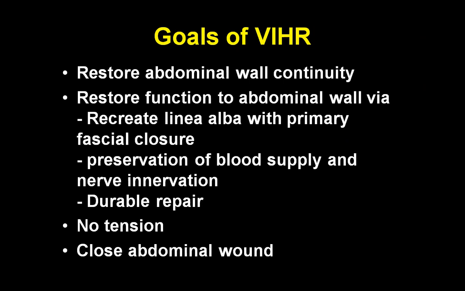Now, what are the goals of ventral hernia repair? Your main aim is that you have a distorted or weak area, or a defect, in the musculature. You have to restore abdominal wall continuity and restore function to the abdominal wall by recreating a linea alba with primary fascial closure. The most important thing is to preserve the blood supply and nerve innervation. It should be a durable repair with no tension, and the abdominal wound should be closed without tension. So the main aim would be to restore abdominal wall continuity.